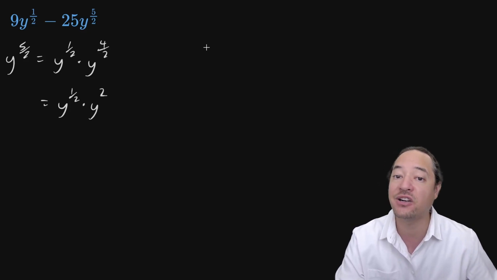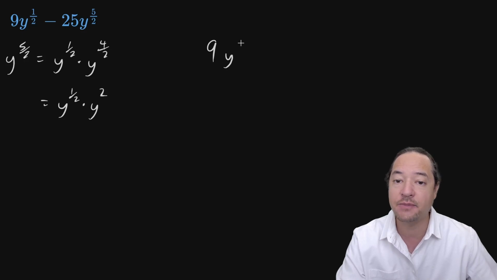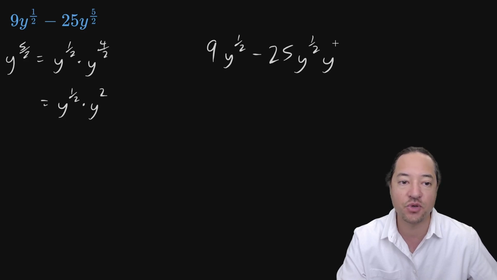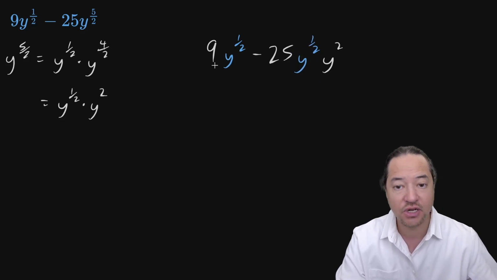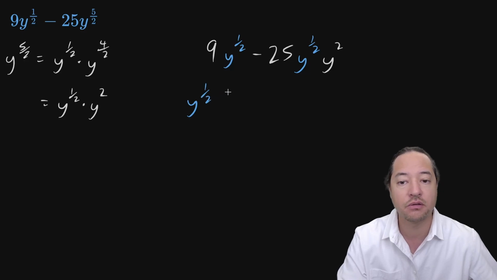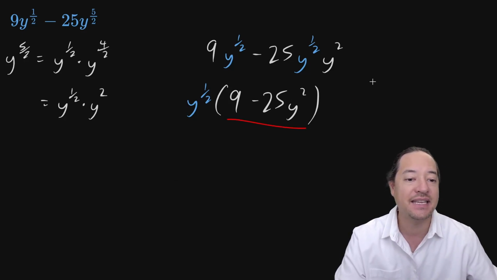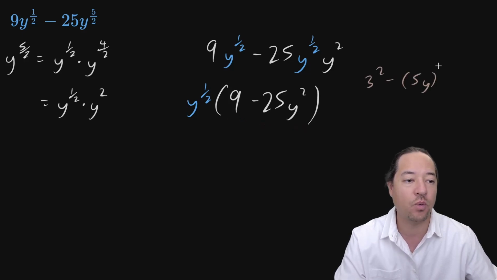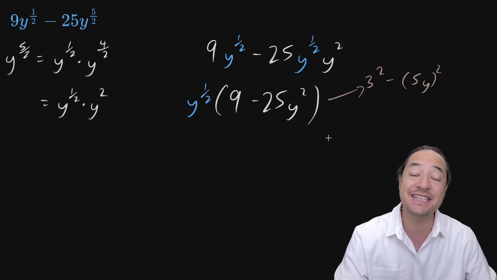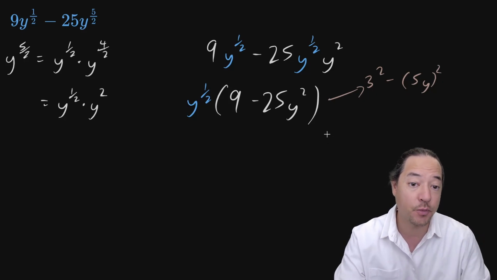All right, so let's rewrite our original expression now. We have 9 times y to the 1/2 minus 25 y to the 1/2 times y squared. And once again, we can recognize this common factor here of y to the 1/2 in both terms. So we're going to factor that out. We'll get 9 minus 25 y squared, but we're not done yet because we should be able to recognize this is the same as 3 squared minus 5y squared, right? That's what this equals. So this is the difference of two squares. And so we know the special formula to factor that one, right?